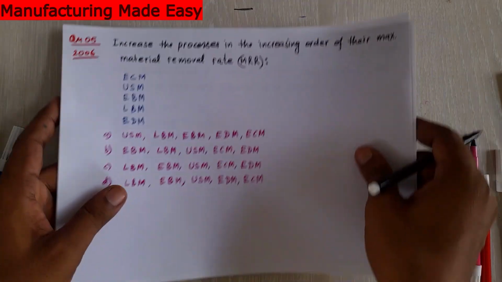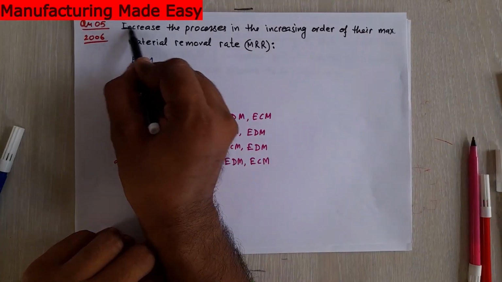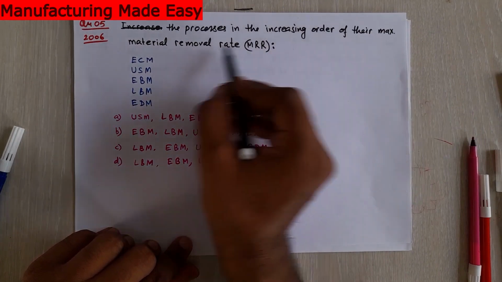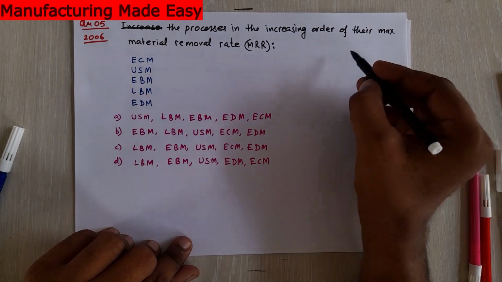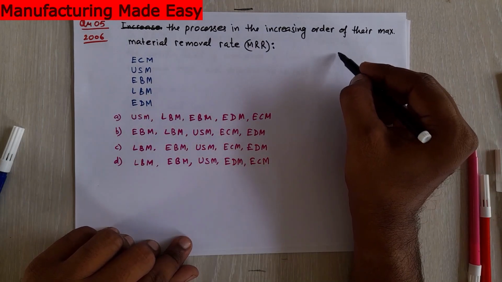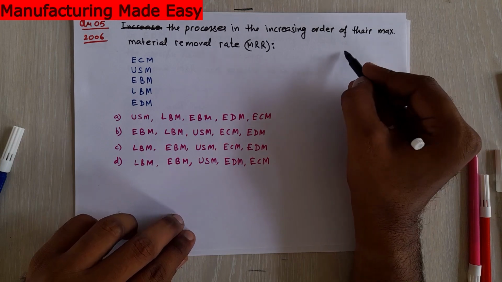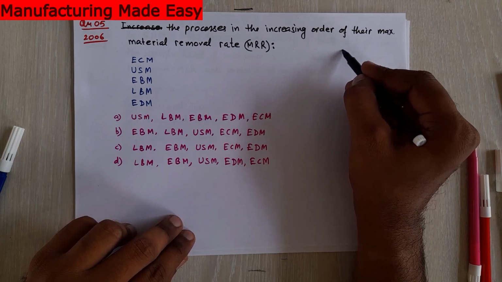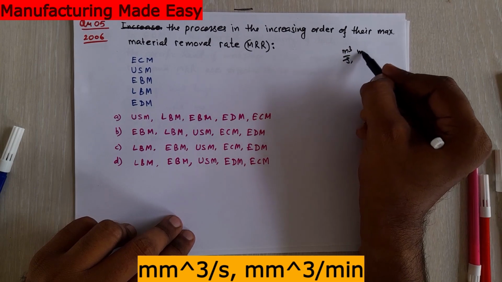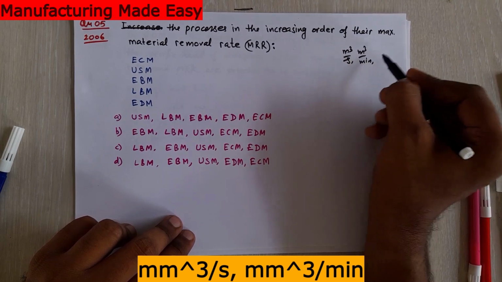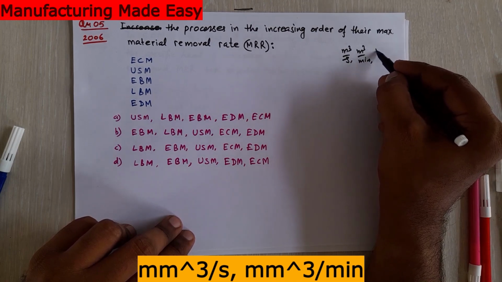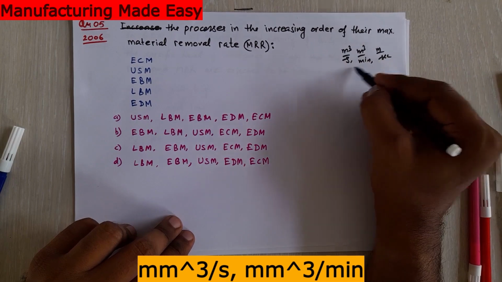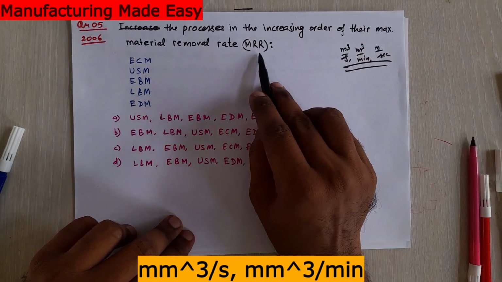Next is: arrange the processes in the increasing order of their maximum material removal rate. As you know, material removal rate is the material removed per unit time, mostly taken in terms of meter cube per second or meter cube per minute, and in some cases like ultrasonic machining, we consider the linear material removal rate, like meter per second or meter per minute. So this is about material removal rate, MRR.